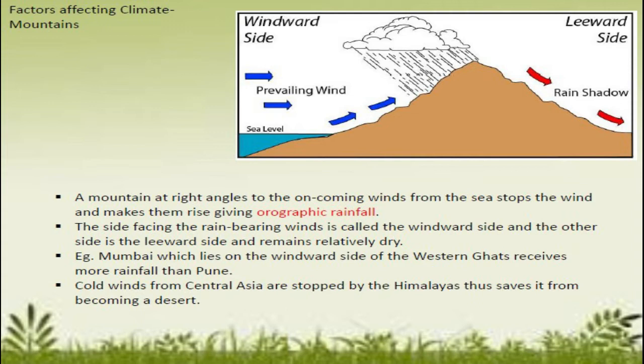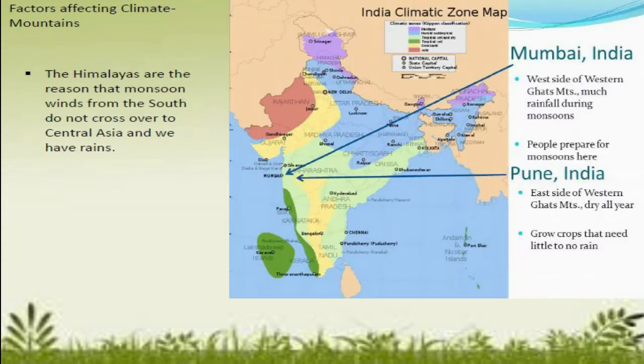The rain bearing side is known as the windward, and the rain shadow area or the other side which could not receive rainfall is called the leeward side and is comparatively drier. Example, Mumbai lies on the windward side of Western Ghats and receives more rain than Pune, which lies in the leeward side.